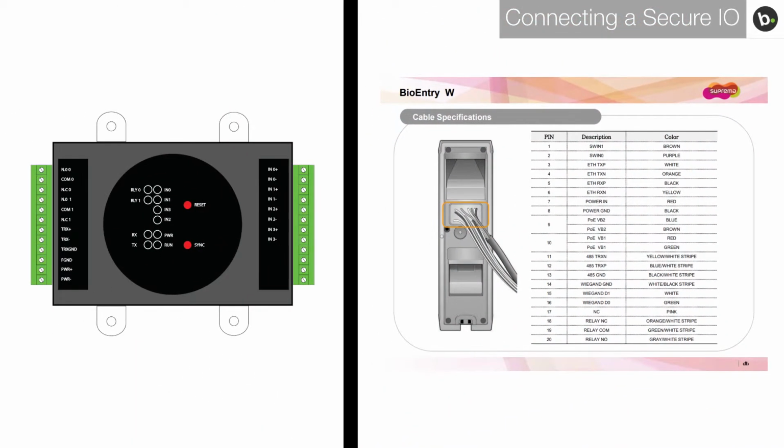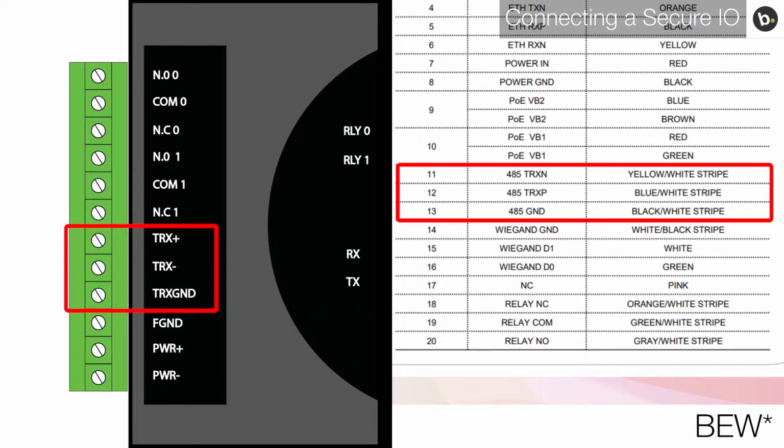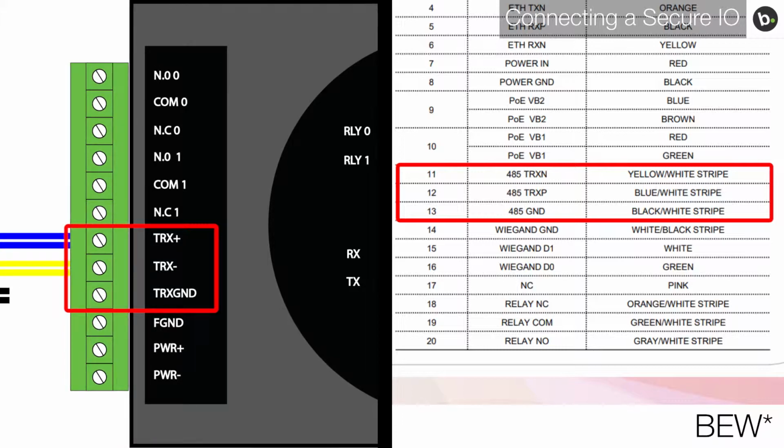To connect the reader to your secure I/O, we'll use RS-485 cables, whose names contain either 485 or TRX. In my case, cable 12 corresponds to TRX plus, cable 11 to TRX minus, and cable 13 to TRX ground.